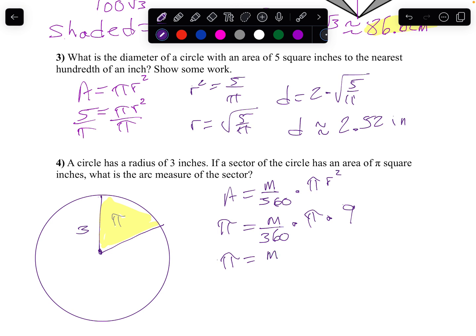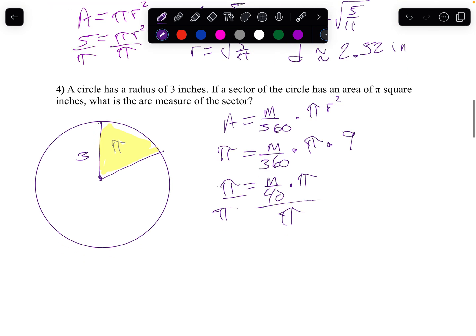So I get m over 40 times pi. Notice I can divide both sides by pi. So 1 equals m over 40. Well, that just means m is 40 then, isn't it? Because 40 divided by 40 is 1.